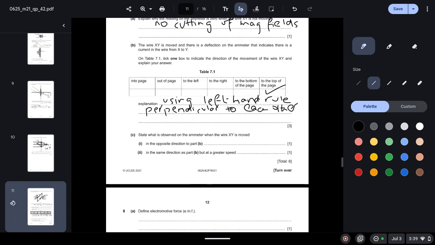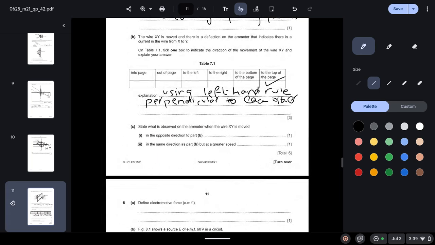State what is observed on the ammeter when the wire XY is moved in the opposite direction. So when it is moved in the opposite direction, there will be a similar deflection on the ammeter but in the opposite direction. So opposite deflection but of the similar magnitude, and in the same direction as part B but at a greater speed. So due to greater speed there will be greater deflection. The magnitude of deflection would be greater as compared to B.